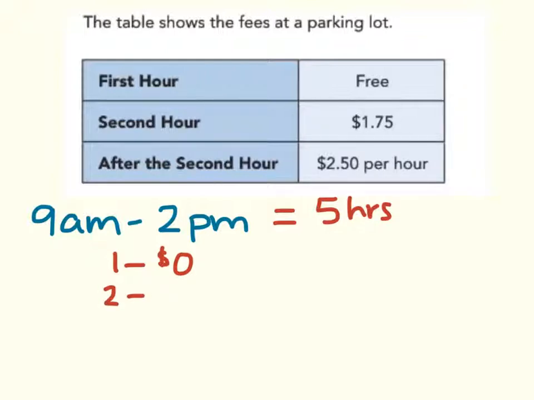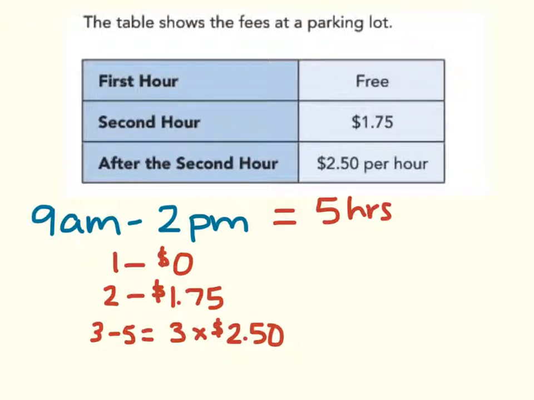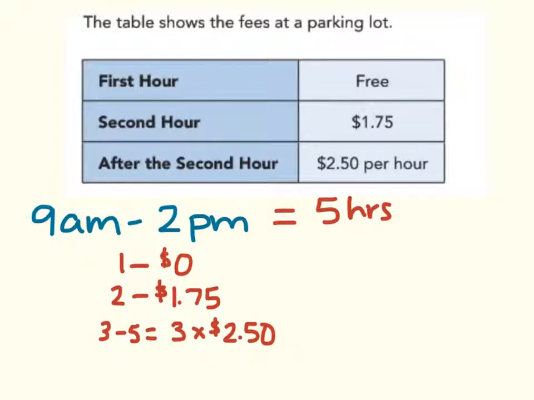His second hour cost $1.75. Hours 3 through 5 equal $2.50 per hour. So 3 times $2.50 for hour 3, hour 4, and hour 5. Now we simply add all of this together to get our total cost.